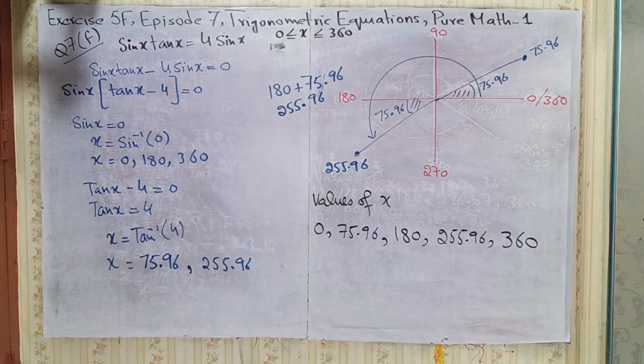So let me check, sir. Question number 7, exercise 5F, and question number 7 is the F part. The answers are 0, 76.0, so 75.96, 76, comma 180, comma 256, 255.96, and 360. So our answers are right, sir. This is how this question is done. So we are done with question number 7 of exercise 5F.